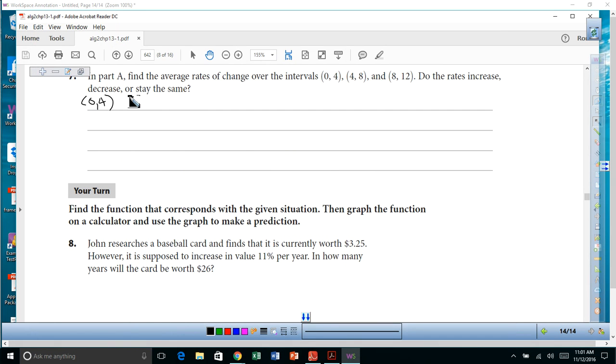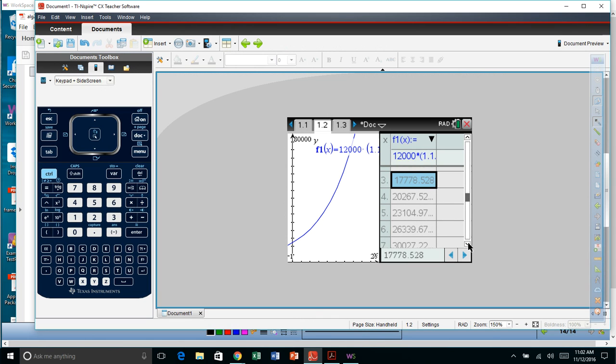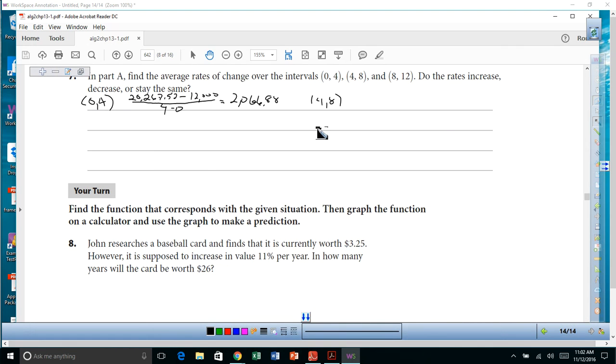Okay, so this is going to be 20,267.52 minus 12,000, all over 4 minus 0. And that's going to give me $2,066.88. And then for 4 to 8, I did the same thing: I started at 4 and then went down to 8, which is $34,231.03. Okay, so what are we going to have here?